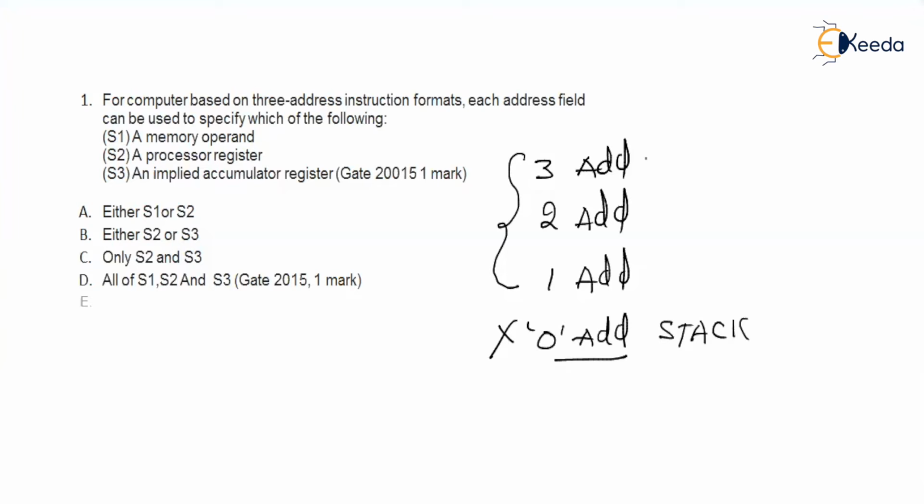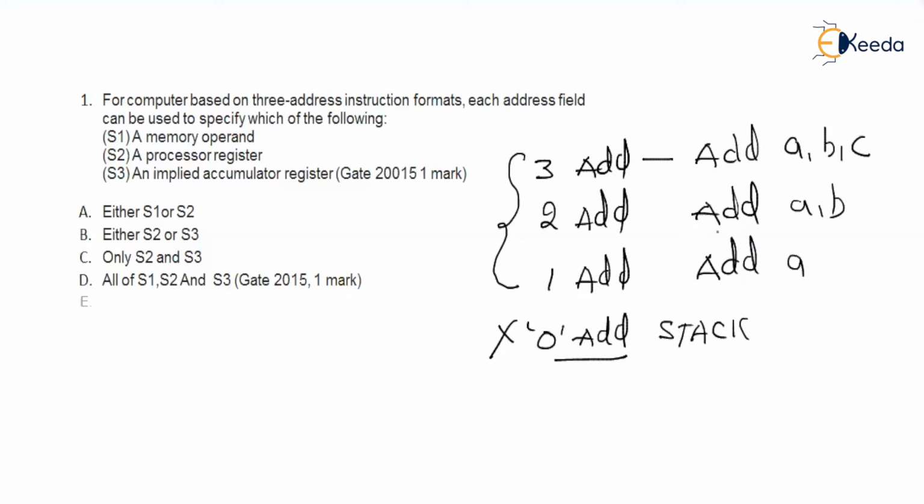For an example, a 3 address instruction will look like add A comma B comma C. 2 addresses: add A comma B. 1 address is like add A. Now let us have a look at how these instructions are going to execute.